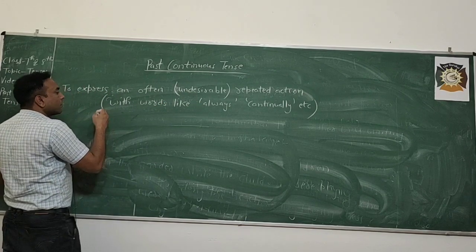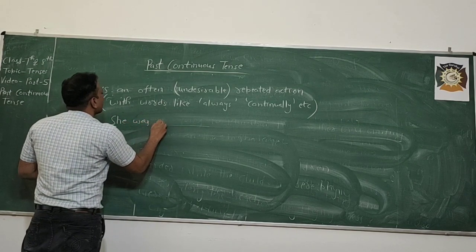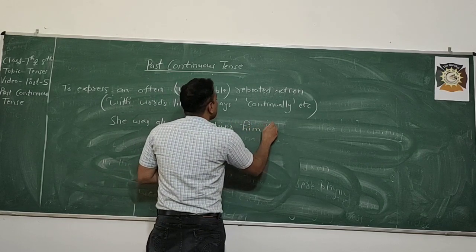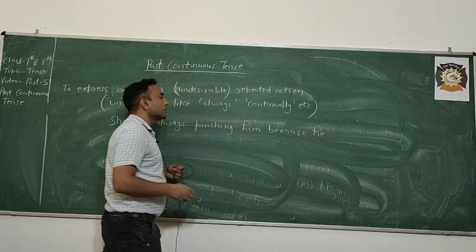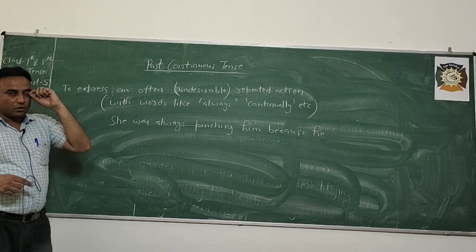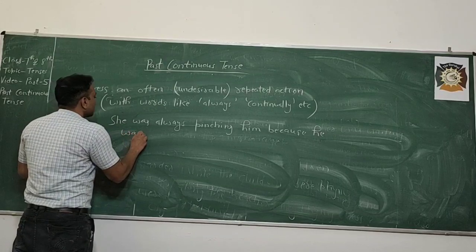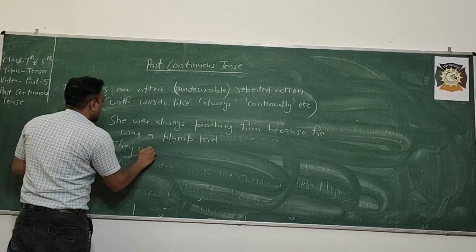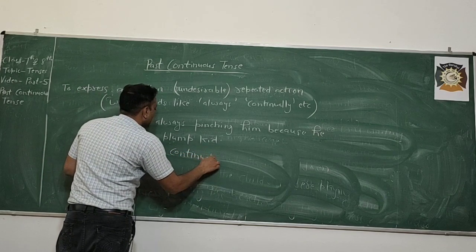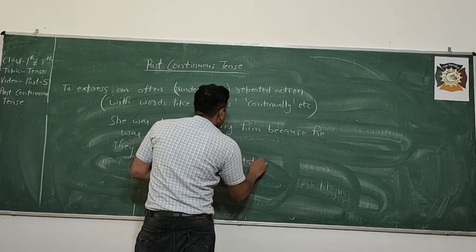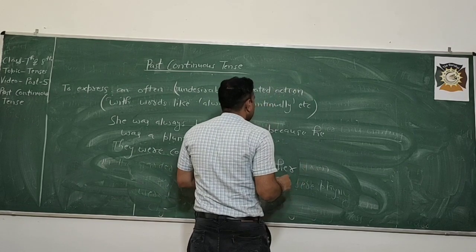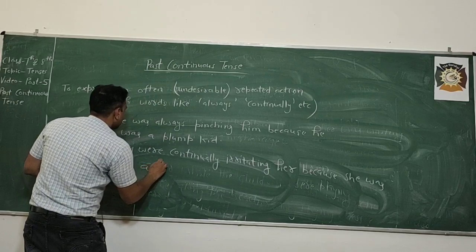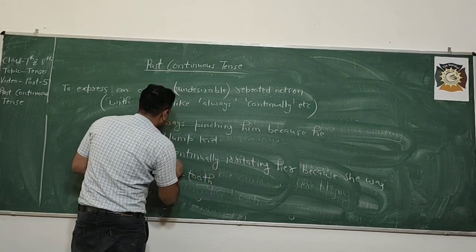She was always pinching him because he was a weak kid, or he was a plump kid. They were continually irritating her because she had buck teeth.